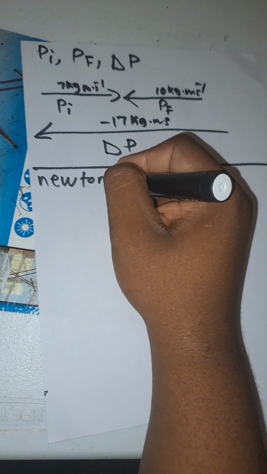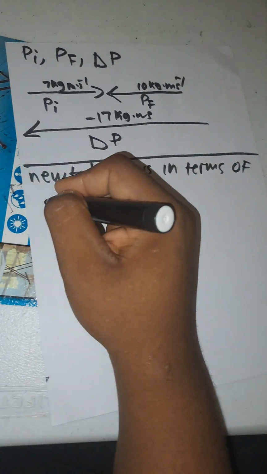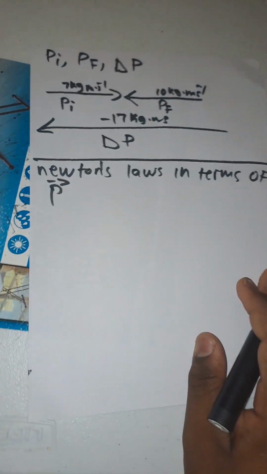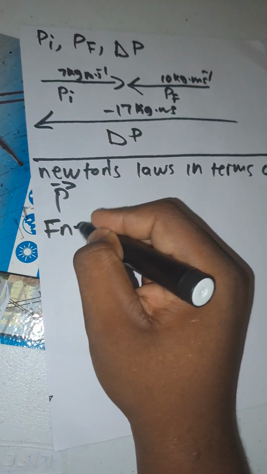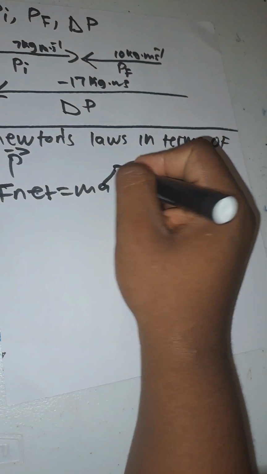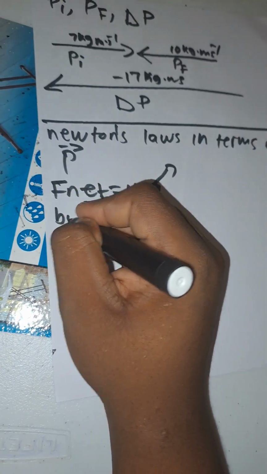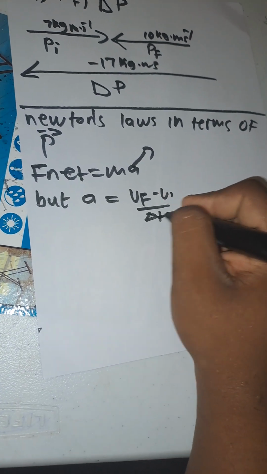Okay, so let's continue. Right now I want to introduce you to Newton's laws in terms of momentum. So let's go. Newton's laws in terms of momentum. And now let's continue. In Newton's laws we have this F net is equal to ma, but what do we know about this acceleration? Acceleration is equal to vf minus vi over delta t.